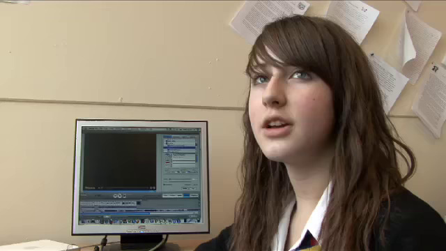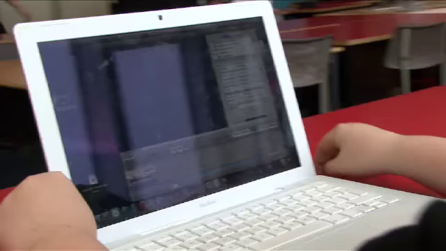Well, we've been learning how to use moving image and to download all the photos and all the transitions and just all the ways of making a movie, really. I learned how to use iMovie HD. I don't use a lot of Macs. I'm more into Windows computers. But this is an opportunity to use Macs, and we learned how to use iMovie.